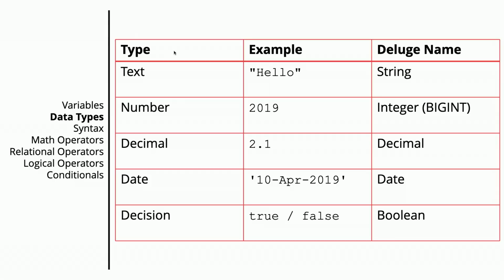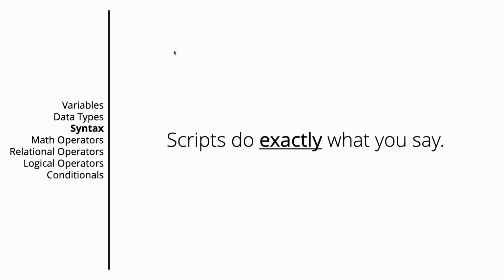Then you have dates. Everyone should know dates. And then a decision, which is a little bit weirder, but it's more like a binary value. It's either true or false. I'll go through a couple of examples of these.